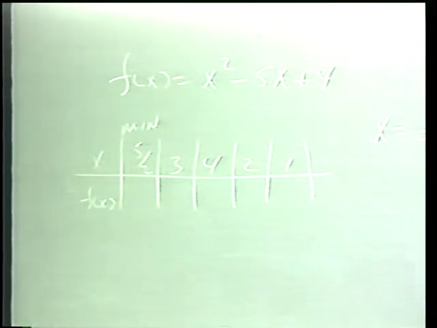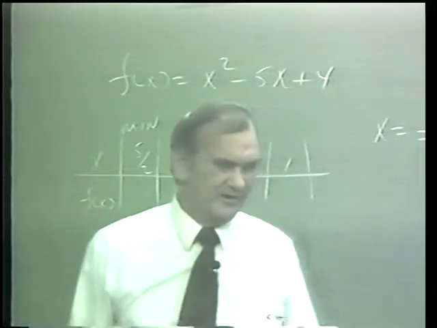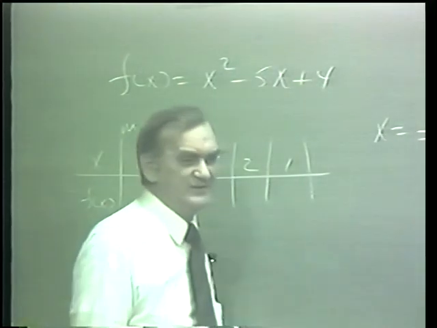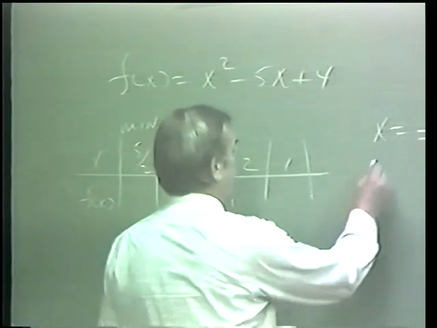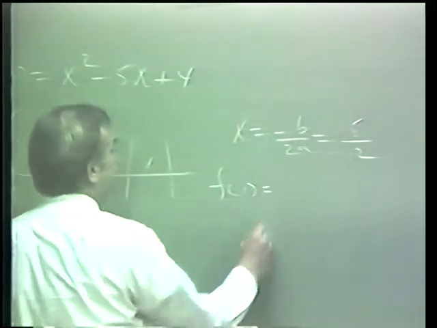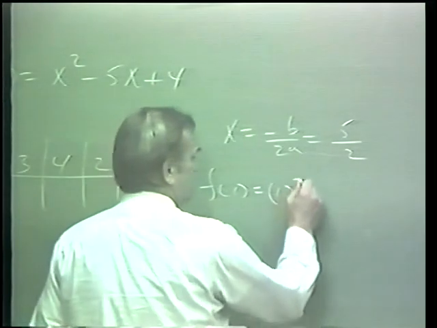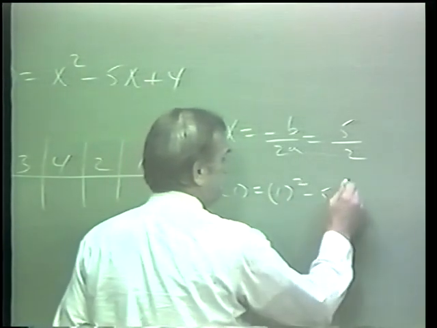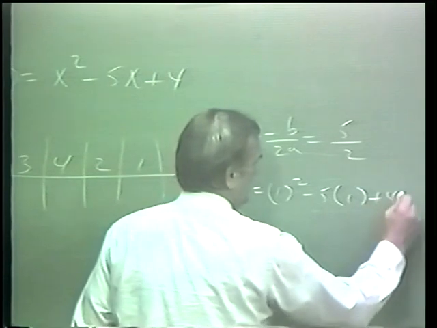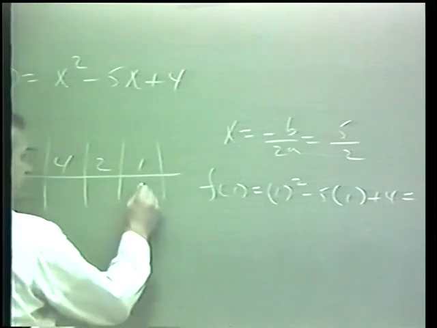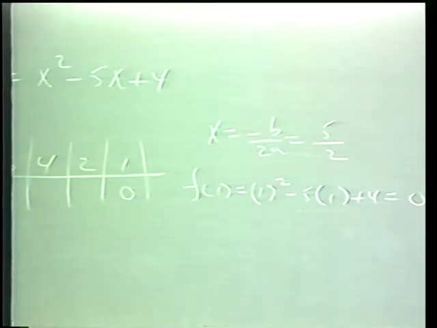What we have to do now is find their corresponding y values. So I want to work it right to left, save the fraction for last. f of 1. That says go back to f, and every place you have an x, put in 1. Well, I have 1 squared minus 5 times 1 plus 4. That gives us 0. So f of 1 is 0.